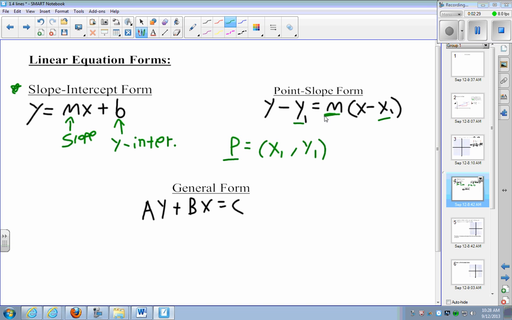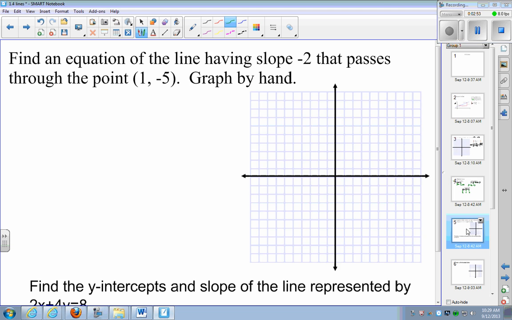Okay, and now let's look at the last one, general form. Here, we're just going to have some constant, some real number, a, and b is going to be another number, and c is also just going to be another real number. All right, so those are our 3 forms.